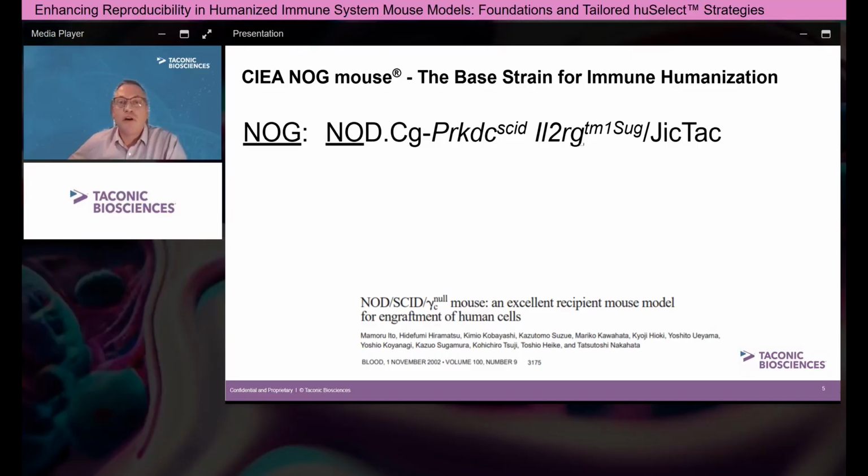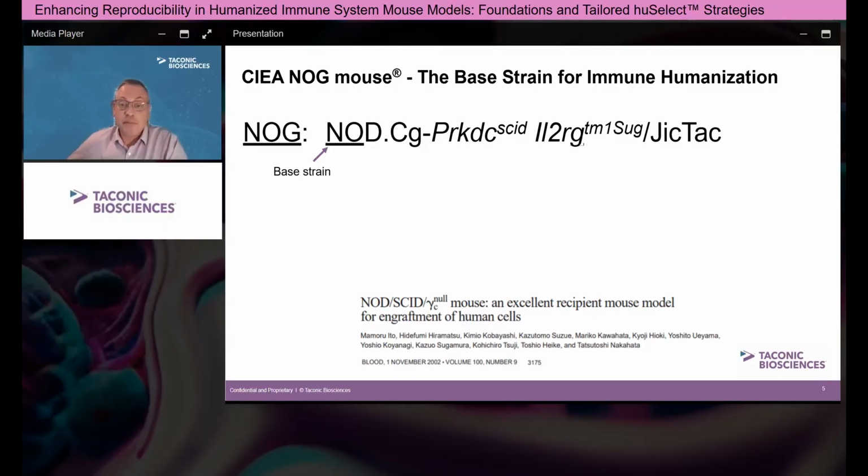At Taconic, all of our humanized immune system mice are based off of the super immunodeficient NOG background. Taconic has been collaborating with our Japanese partner institution, the Central Institute for Experimental Medicine, previously the Central Institute for Experimental Animals, for over 20 years in the development of the NOG portfolio and various methodologies to humanize and utilize these animals in studies. The NOG is a super immunodeficient mice.